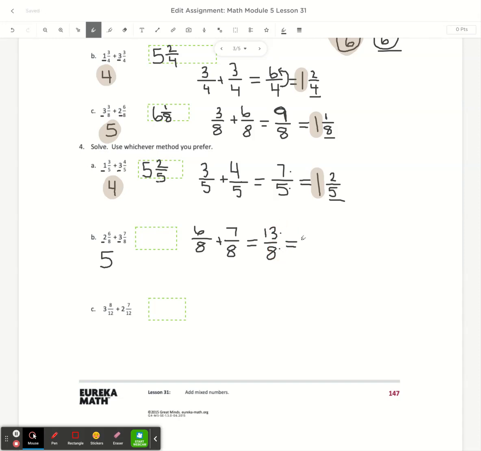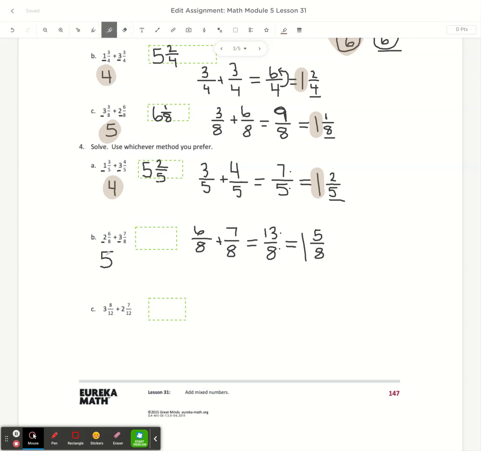Well, I know that 8 goes into 13 one time. And I know that I'm not changing my denominator. And so now I need to figure out my new numerator. Well, I know that 1 times 8 is 8. And so I have to figure out the difference between my old numerator, 13, and 8. So I can either count up from 8 to 13 or do 13 minus 8. Either way, I get 1 5/8.